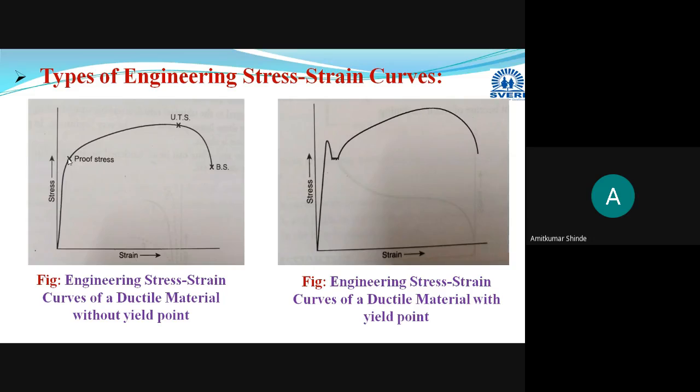Then ultimate tensile stress. Tensile stress is the stress value that material can bear, the maximum amount of stress that material can take. That will be termed as the ultimate tensile stress value.